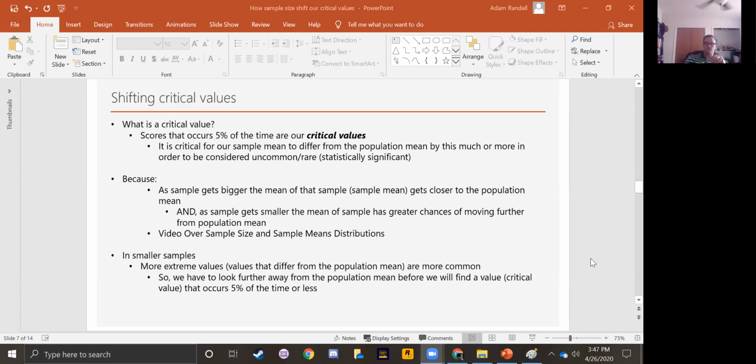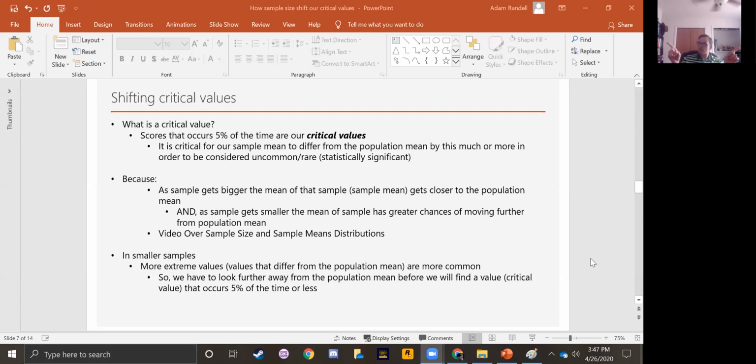All right, now, because of the law of large numbers, which simply says as a sample size gets bigger, the distribution of sample means deviate from a population mean less, and because that also means as sample sizes get smaller, the distribution of those sample means deviate from the population mean more, and we covered that in the last video. Because of that, in smaller samples, extreme values, meaning values that are further away from the population mean, become more common.